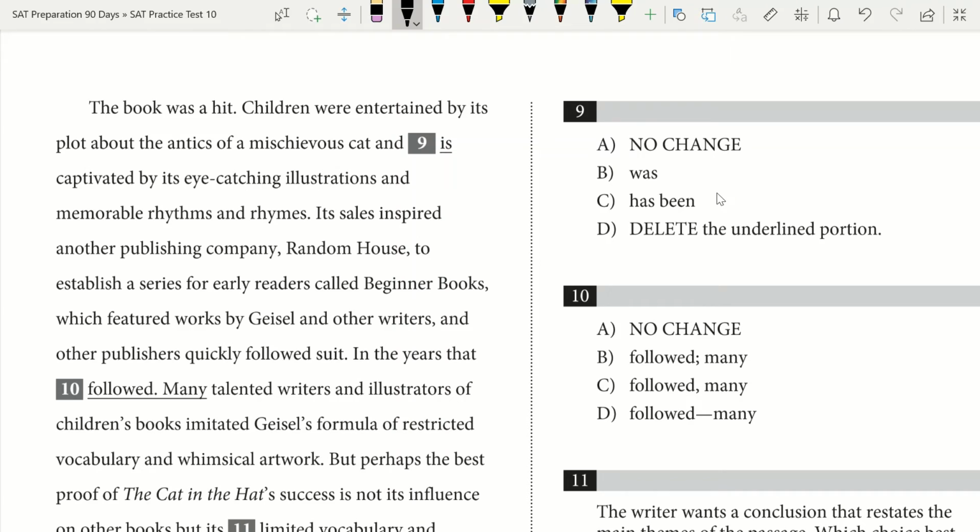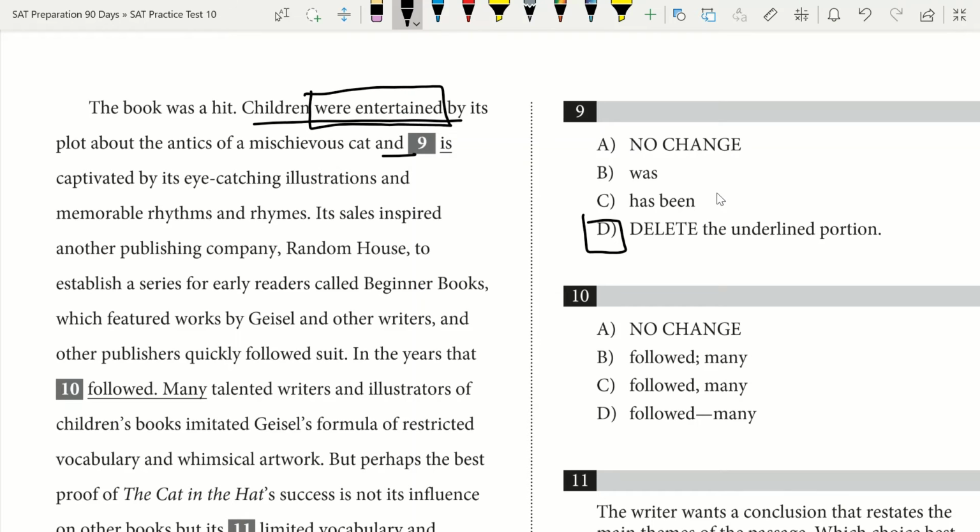All right, now we've got: the book was a hit. Children were entertained by its plot about the antics of a mischievous cat and is captivated by its eye-catching illustrations and memorable rhythms and rhymes. All right, so right here, we know that for 9, what we're going to want to do here is delete it, and here's why. I'll go ahead and explain this. So we've got children were entertained by its plot about the antics of a mischievous cat and, okay, we already have were entertained.